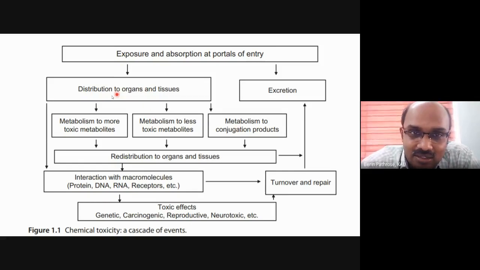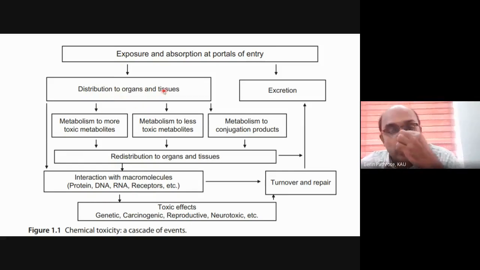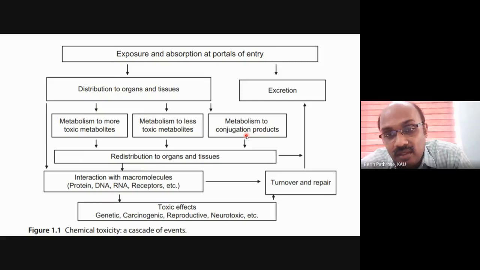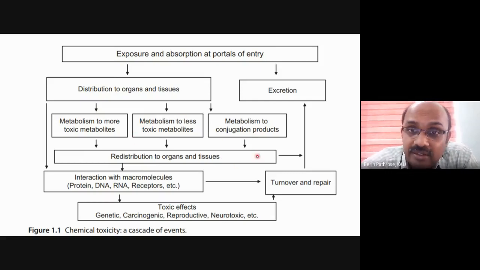Once it is distributed into the body, it will get activated. That is metabolism into more toxic metabolites. The second one is metabolism into less toxic metabolites. That is detoxification. The first one is activation. The second one is detoxification, that is metabolism to less toxic metabolites. And the third one is formation of conjugated products.